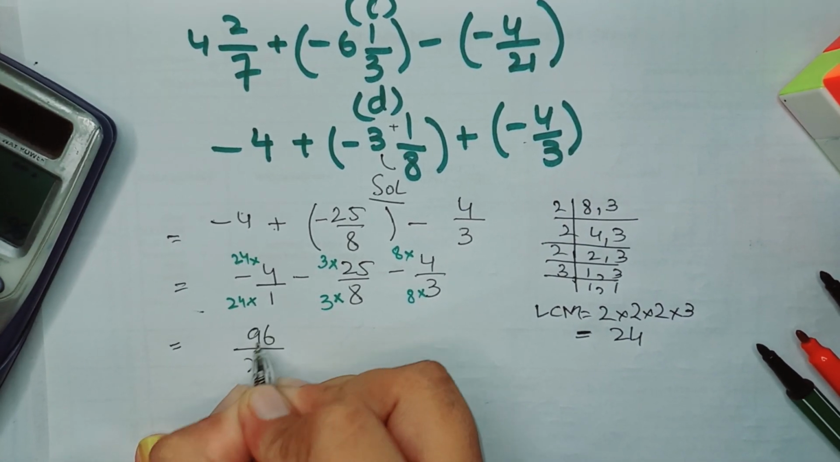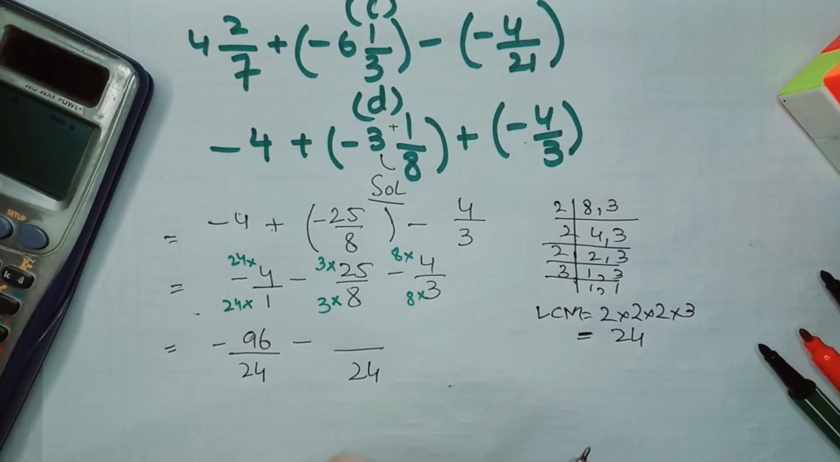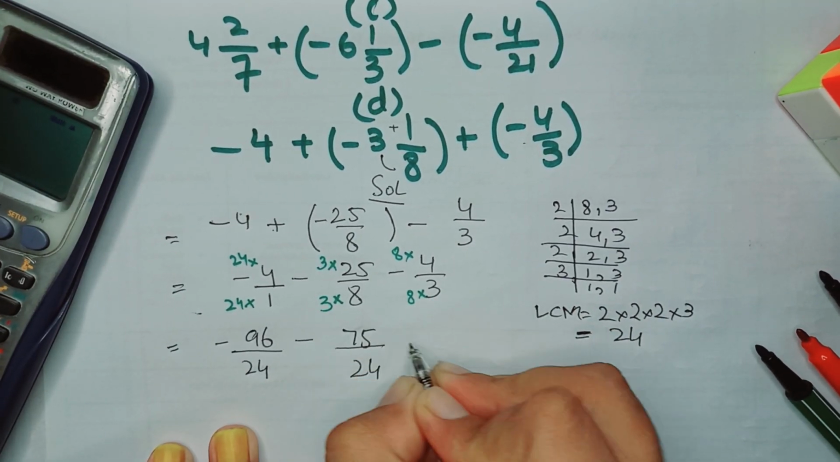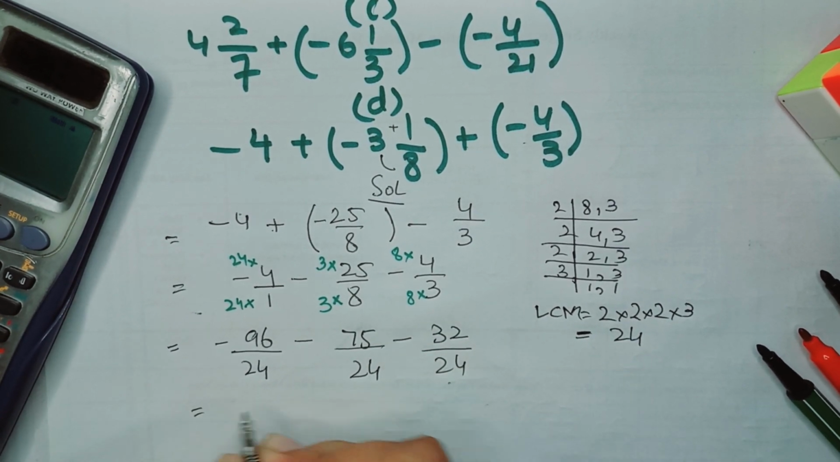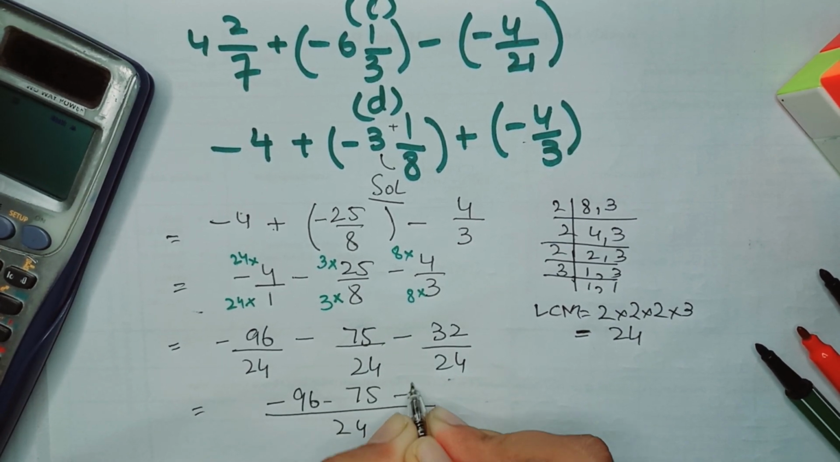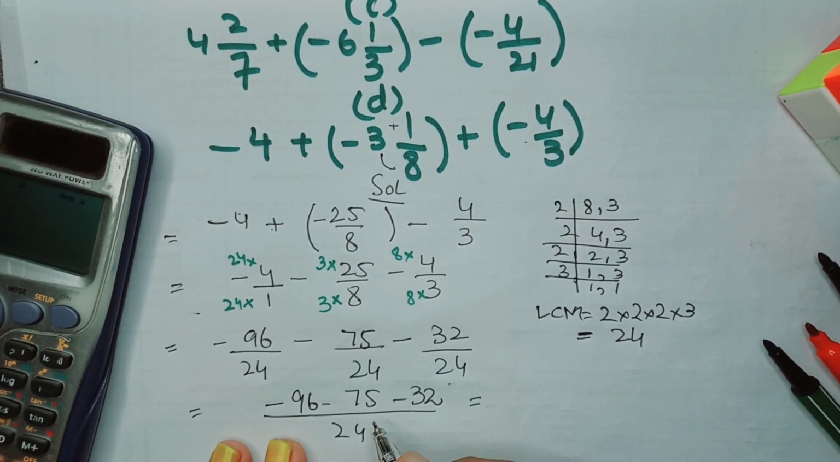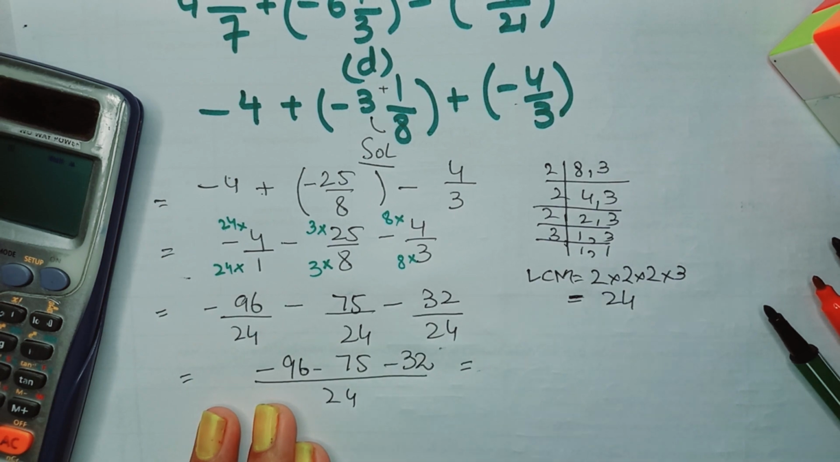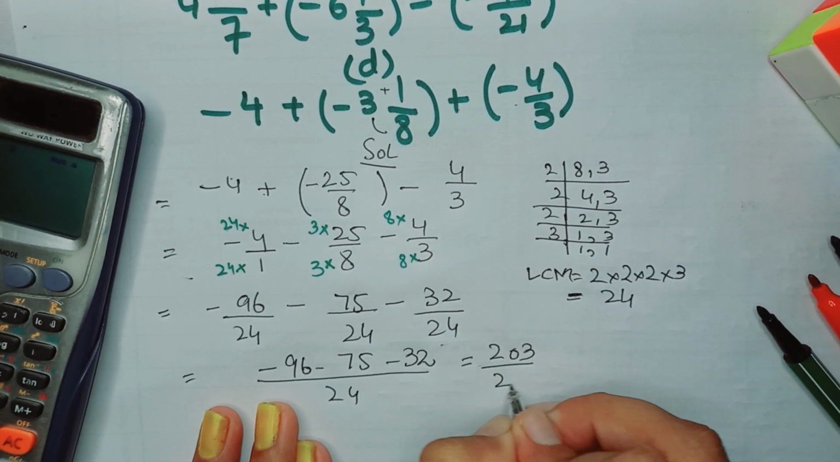We will have 96 and the minus sign. And then here 24 and 75, 32 and 24. So now you can see that we have equivalent fractions, so we can simplify it. So simplifying it, you will get 203 by 24.